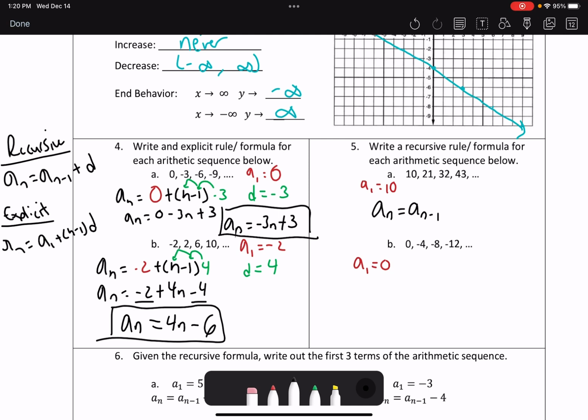In this case, the common difference for 5a is going to be plus 11 because to get from 10 to 21, you need to add 11. 21 to 32 is add 11, so on and so forth. So that's my recursive rule for 5a. For 5b, I'm actually subtracting by 4 now. So my recursive rule is a sub n equals a sub n minus 1 minus 4.